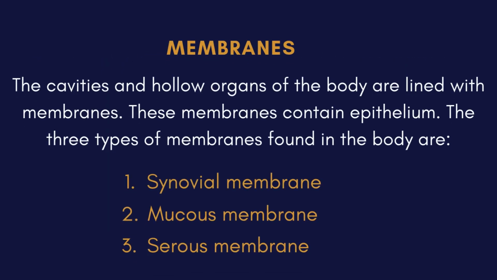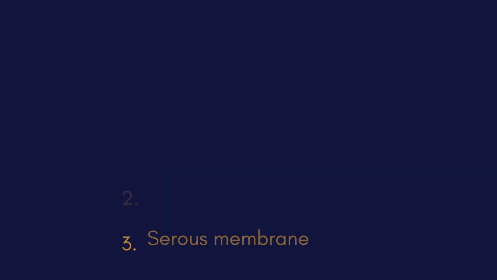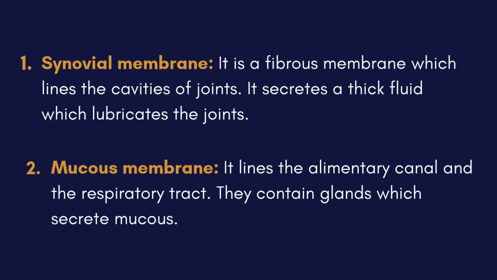Membranes. The cavities and hollow organs of the body are lined with membranes. These membranes contain epithelium. The three types of membranes found in the body are synovial membrane, mucous membrane, and serous membrane. Synovial membrane, it is a fibrous membrane which lines the cavities of joints. It secretes a thick fluid which lubricates the joints.